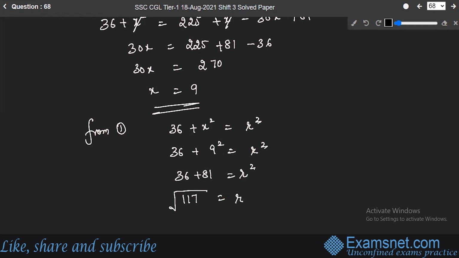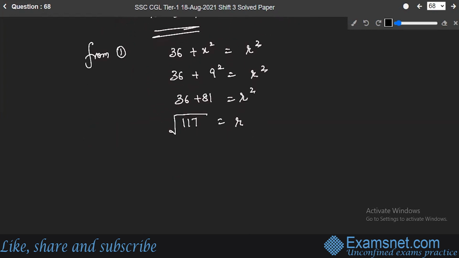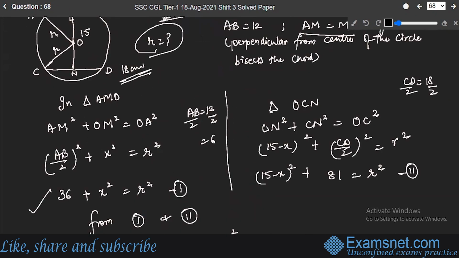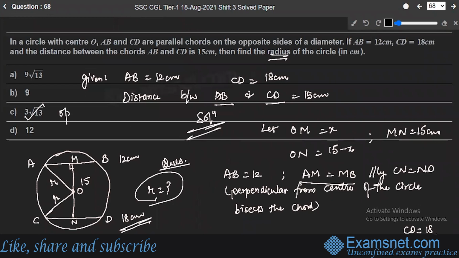Root is equal to R. So this is equal to root of 9 into 13. 3 root 13 is equal to R. 3 root 13 is the value of the radius of the circle. And this is our answer. Option C is the correct answer to our question. Hope you are clear with this.